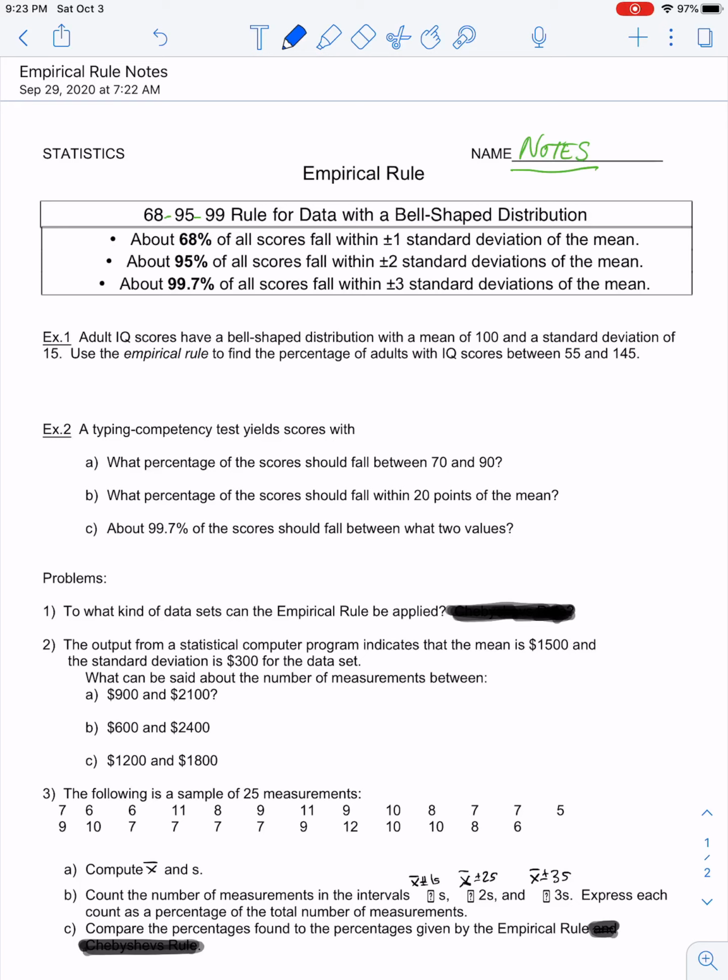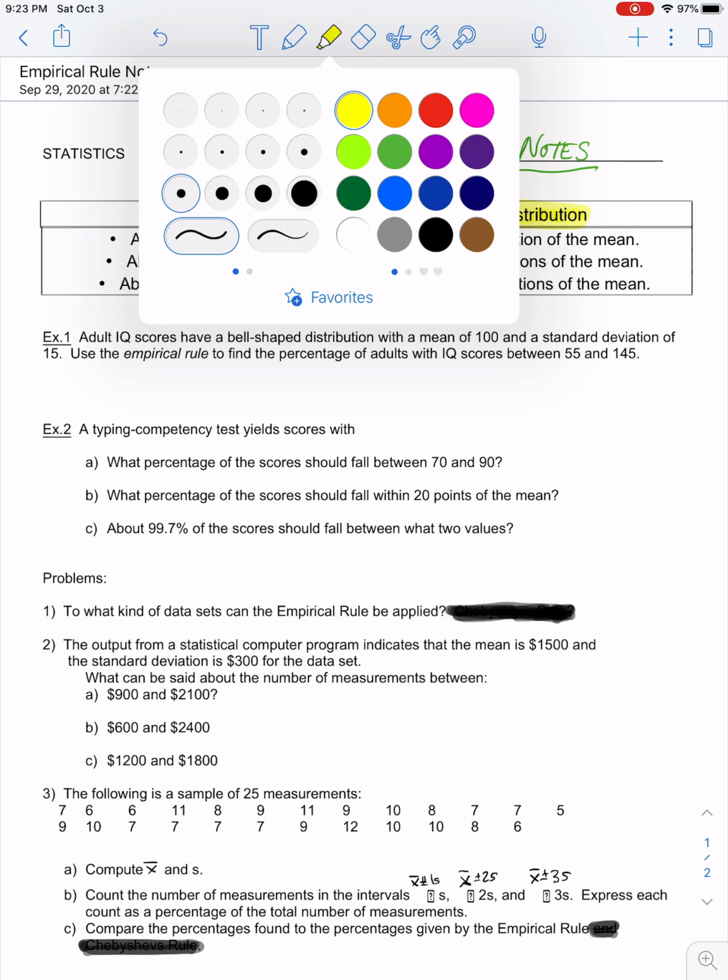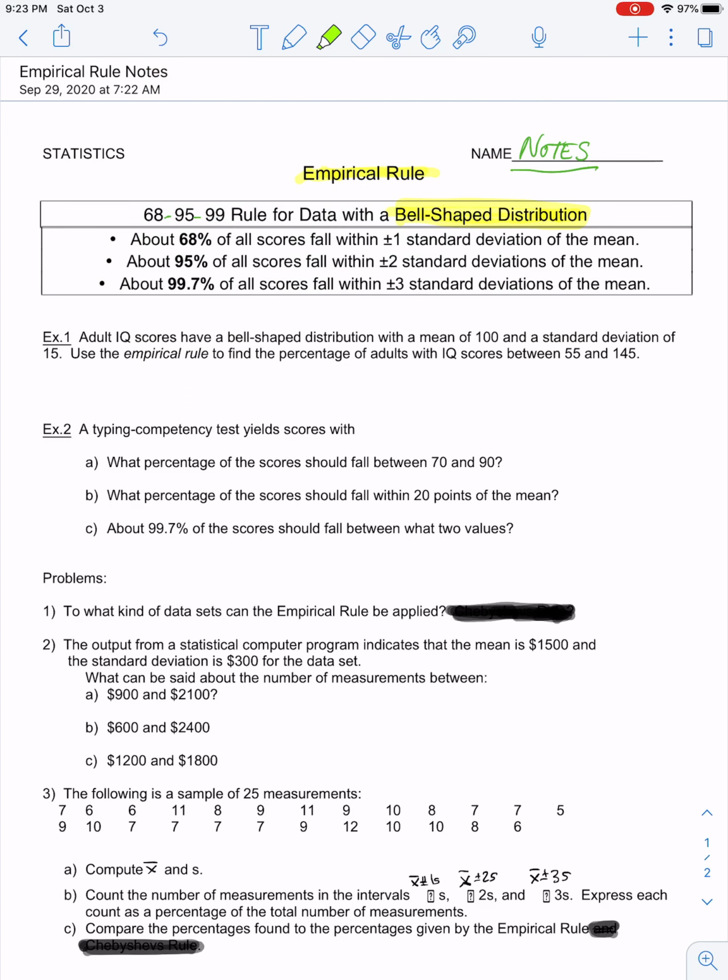The empirical rule is featured in this video. It has a special time that it can be applied: if you have a bell-shaped or symmetric distribution, as we've talked about in the past. Okay, so the empirical rule is our new friend. It has some special percentages based on how many deviations you are from the mean.